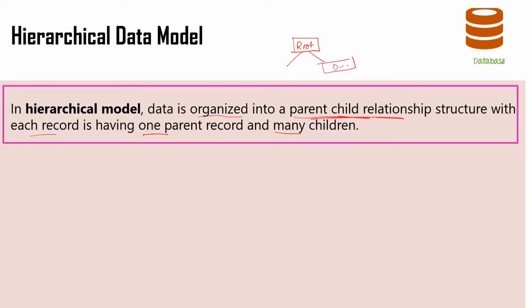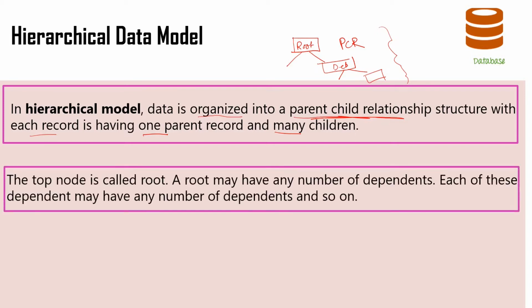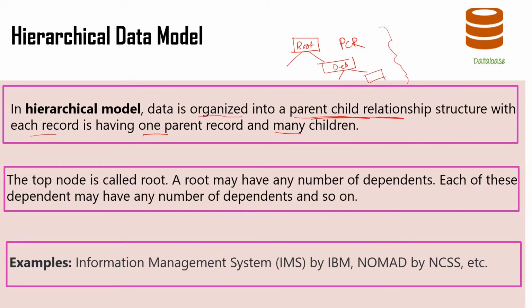So you can understand this relationship is shown in terms of parent-child relationship or PCR. Understood? Now, each of these dependents can have any number of dependents. So it is growing like this. Parent-child relation is growing like this. We will discuss with an example, don't worry. The example where the hierarchical data model was implemented was given by IBM, called Information Management System or IMS. This is the first hierarchical model given by IBM, and Nomad by NCSS.